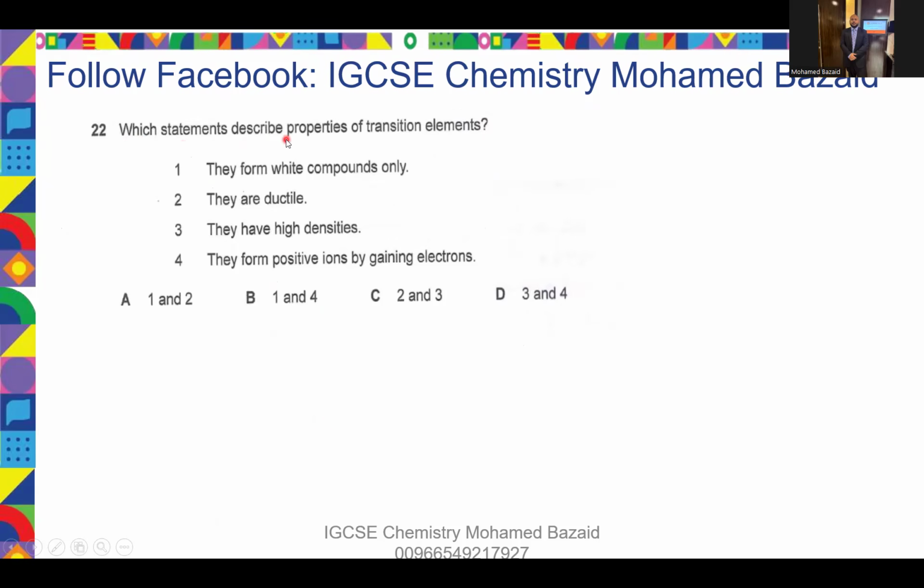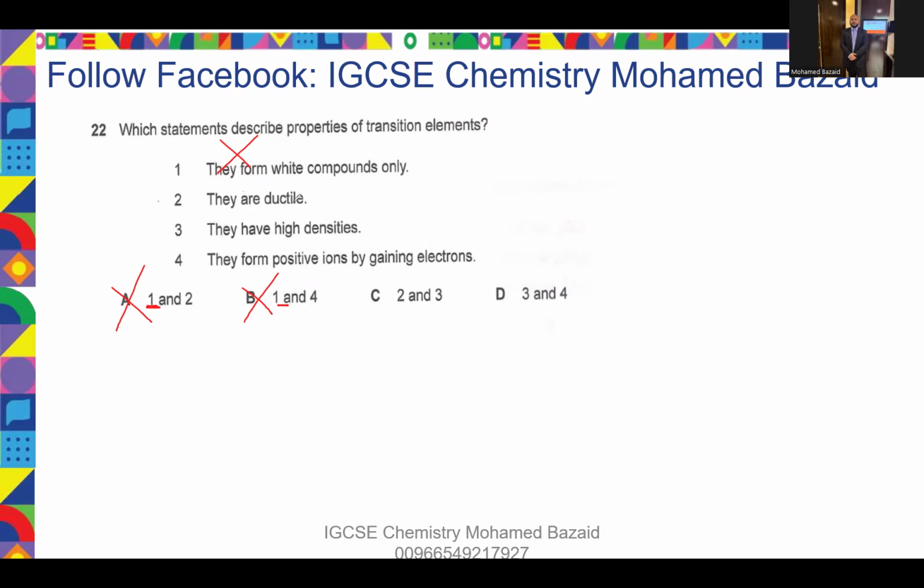22. Which statement describes properties of a transition element? They form white compounds only? No, no. As you know, they form colored compounds. So number one is not correct. So I will cancel number one. Cancellation of number one means I don't care about A and I don't care about B because both contain number one, which I know is not correct.